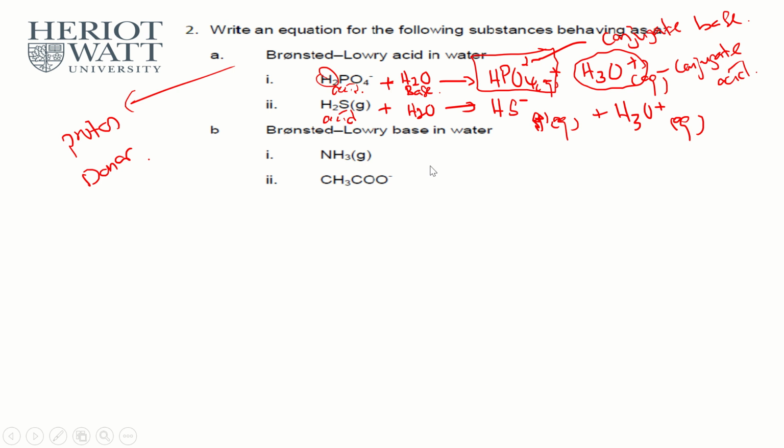Okay, now the next one, Bronsted-Lowry base in water. So ammonia gas, how does it react with water to act as a base? To act as a base, it must be a proton acceptor. So in this case, ammonia plus water, you get NH4 positive, accepting a proton from water, and the water turns into OH minus. Same goes for CH3COO minus plus water.